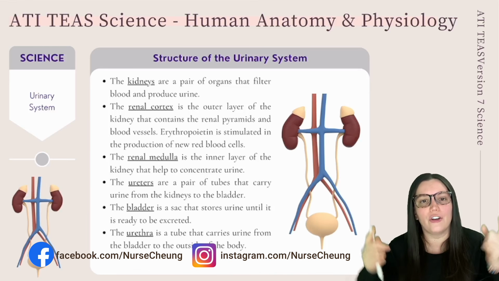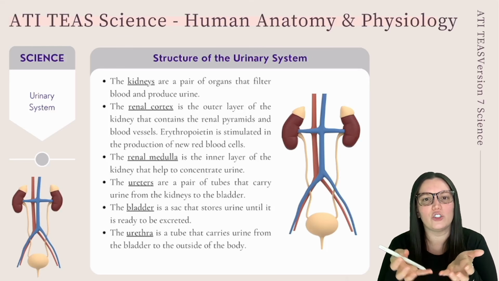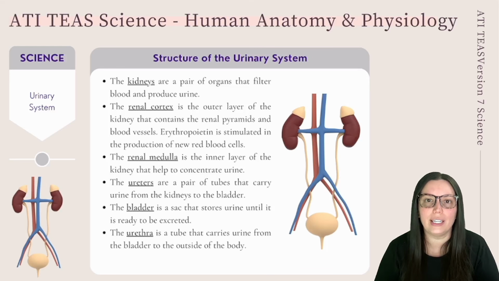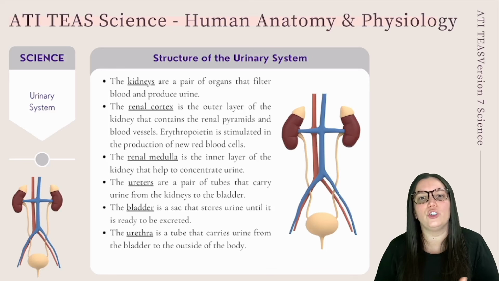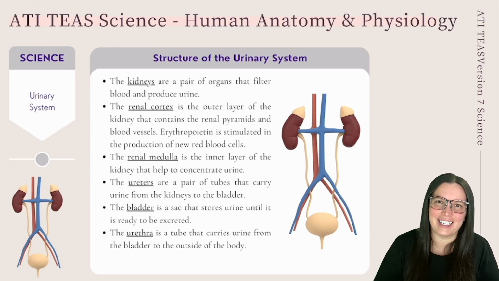The ureters are a pair of tubes that carry the urine from the kidneys into the bladder. The bladder is that little sac that stores the urine until it is ready to be excreted. And the urethra is the tube that carries the urine from the bladder to the outside of the body.